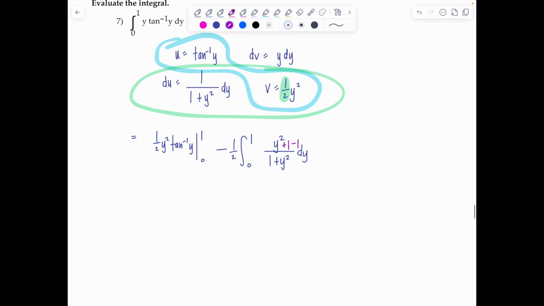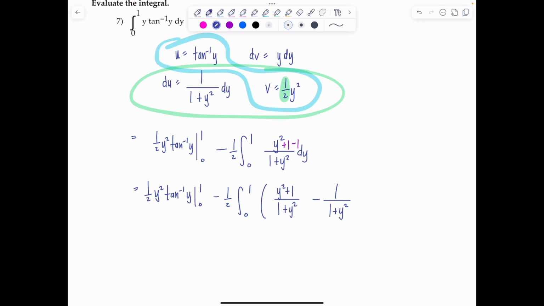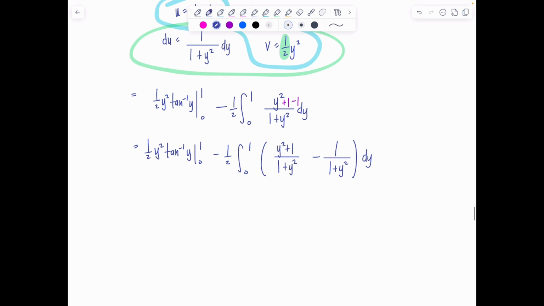And you might say, Professor V, why would you do such a thing? Well, I really want to rewrite the integrand so that I can take its antiderivative. And if I add and subtract 1, now I have (y squared plus 1) over (1 plus y squared) minus 1 over (1 plus y squared) dy. Good? Are you happier? Do you see the light at the end of the tunnel?